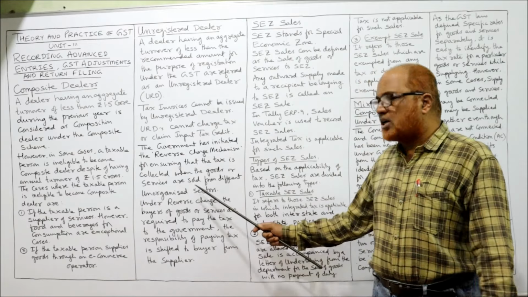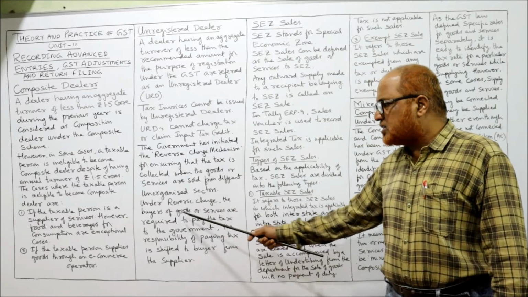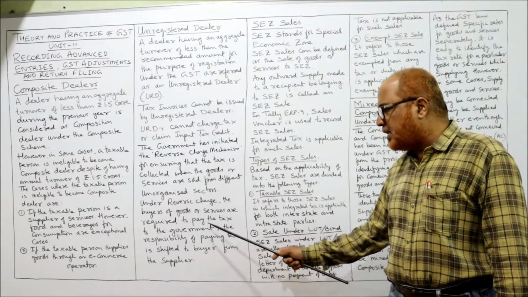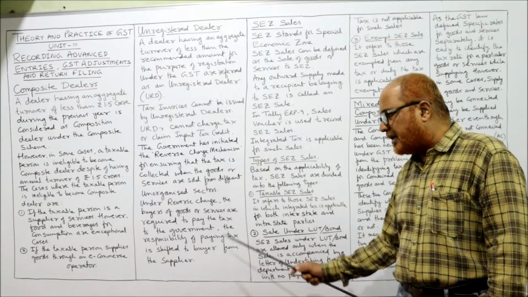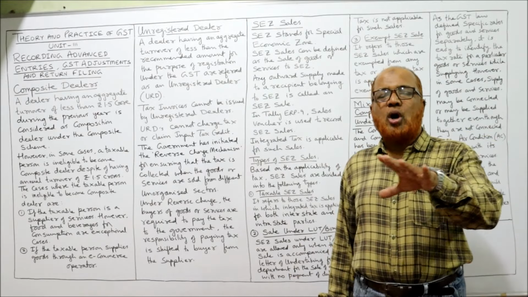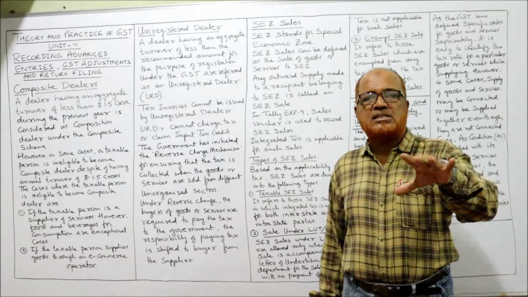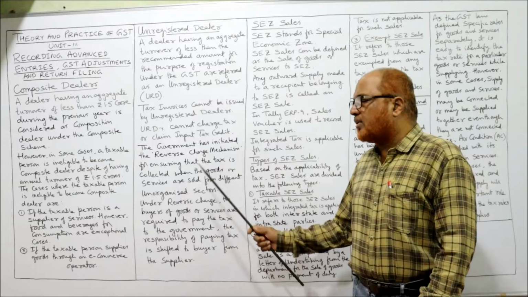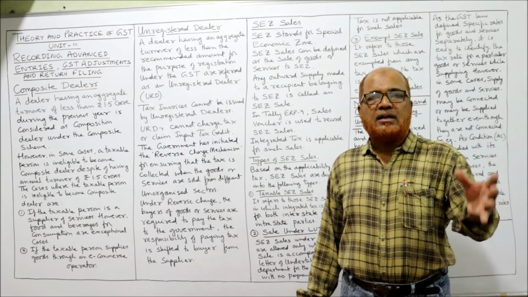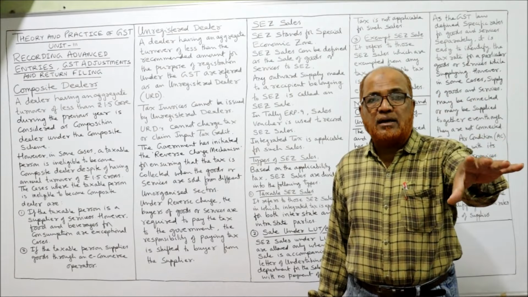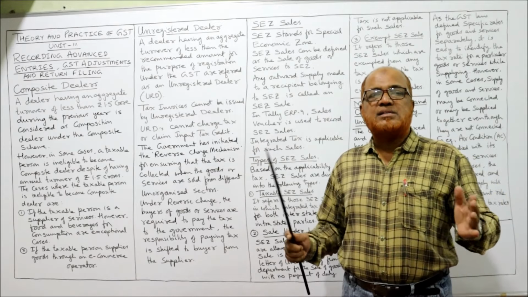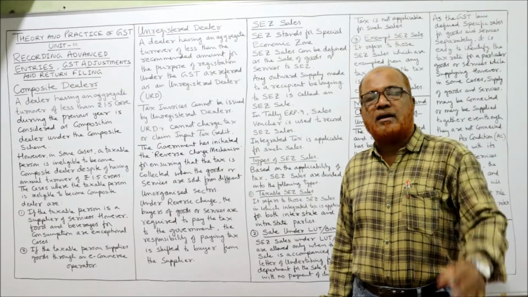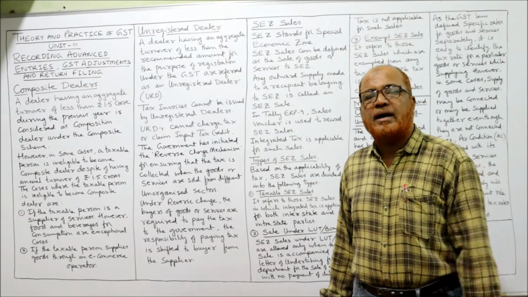What is this reverse charge mechanism? Under reverse charge, the buyer of goods or services is required to pay the tax to the government. The responsibility of paying the tax is shifted from the seller to the buyer. In normal circumstances, the GST is charged by the supplier. But in the case of the reverse charge scheme, the tax will be collected from the buyer, not from the seller. The responsibility of paying the tax is not the supplier's. It is the responsibility of the buyer.